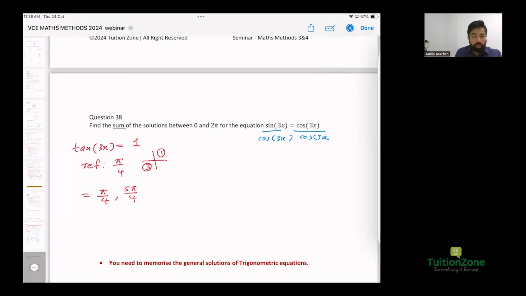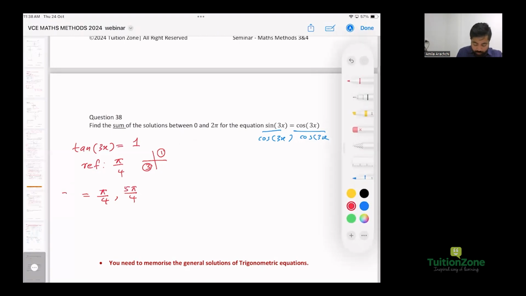So don't forget these two answers are for 3x. This is something that we keep forgetting. If this is 3x, that's going to be 3x. And then find the x. What are the x values? Divide by 3. Pi over 12 and 5 pi over 12. Sounds good.